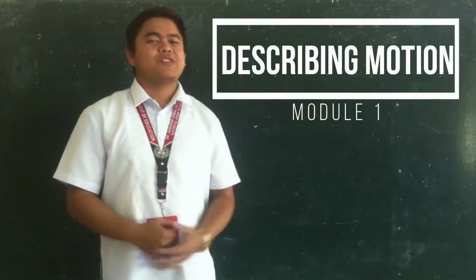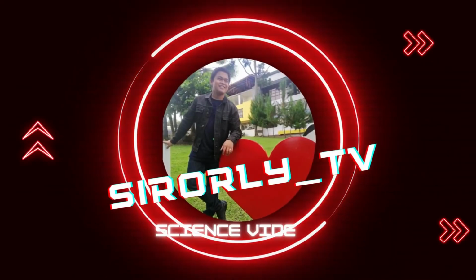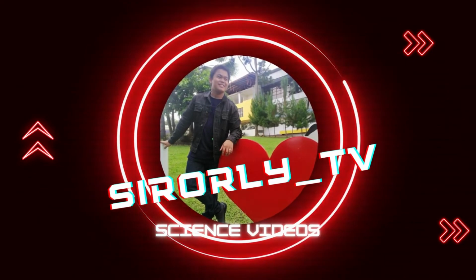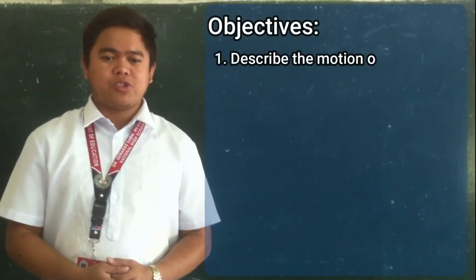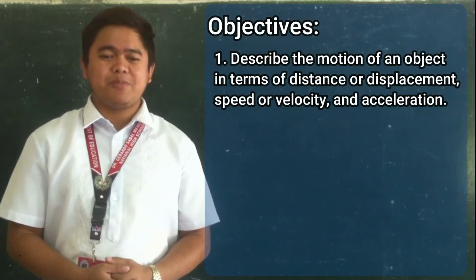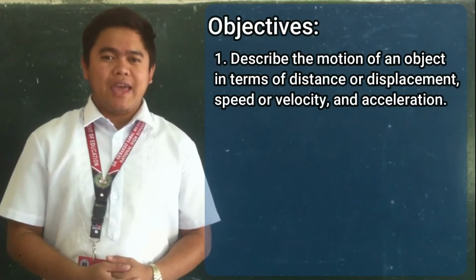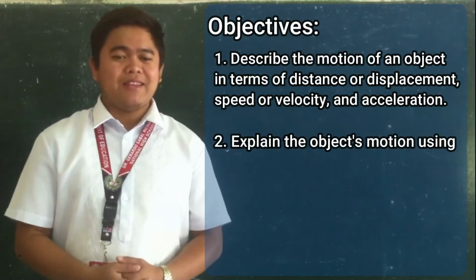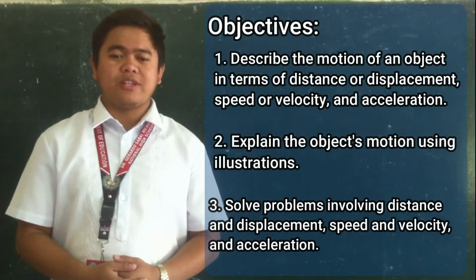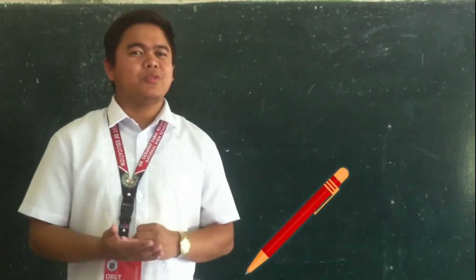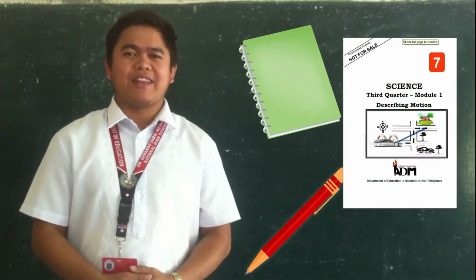For this video lesson, we will discuss Module 1, Describing Motion. For this module, you will be expected to describe the motion of an object in terms of distance and displacement, speed or velocity, and acceleration. Explain the object's motion using illustrations, and solve problems involving distance and displacement, speed and velocity, and acceleration. Now get ready and get your ballpen, notebook, science module, and your paper, and let's start.